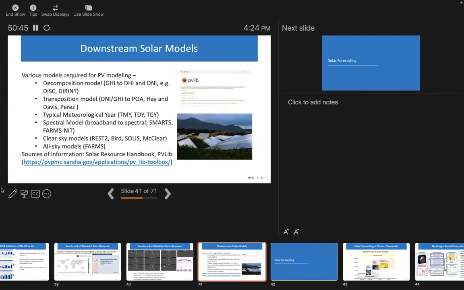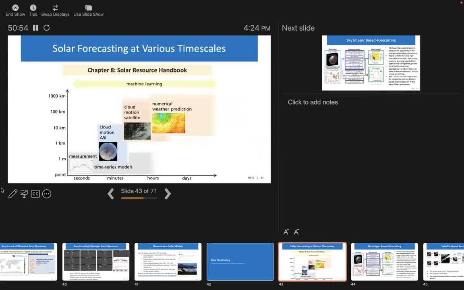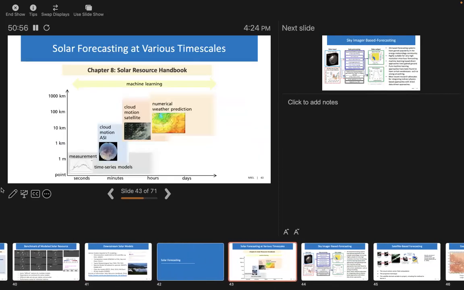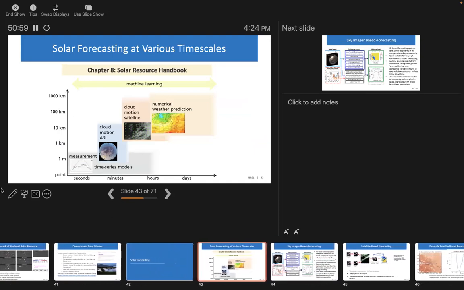Remember I mentioned you have to do things at a tilt. All these models are available in a public repository, so you can get this. Finally, I'll just mention this quickly in passing. We're running out of time. There's forecasting, and forecasting requires different technologies. If you look at the horizontal axis, it goes in seconds to minutes to hours to days. And then the spatial resolution can be very low to very high. And you could use a sky camera to do very short-term forecasting.